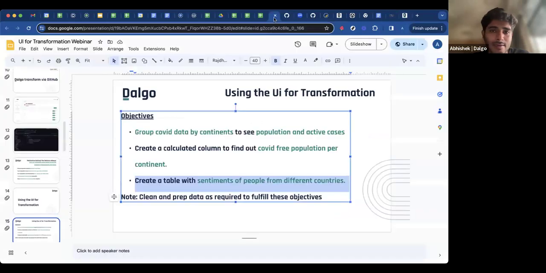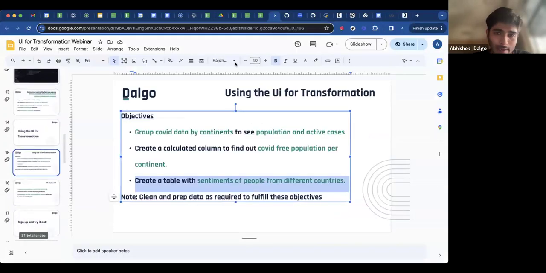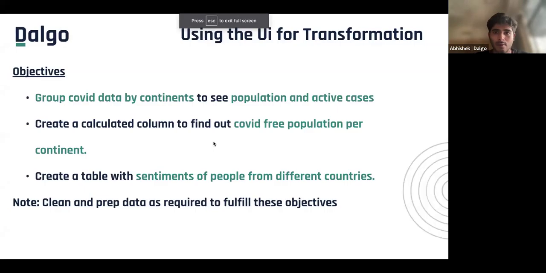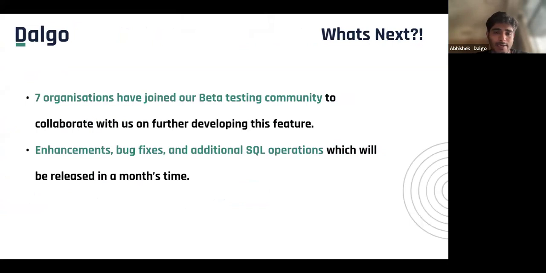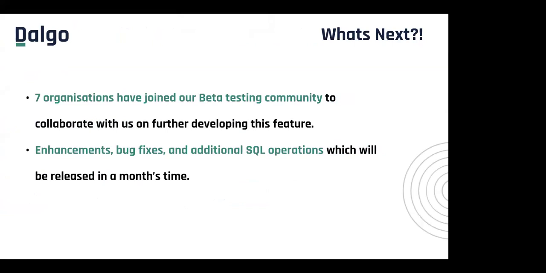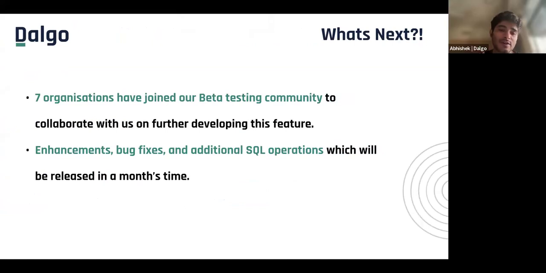And with that, let me pop back to the deck and, right, so we've completed all of these objectives, and this is where we are now with this feature. Like Ashwini was saying, this is version 1 of the UI for transformation. To move to the further versions, what we need is for NGOs to start using this feature. We have about 7 organizations who are actively testing, sharing feedback to inform, right?